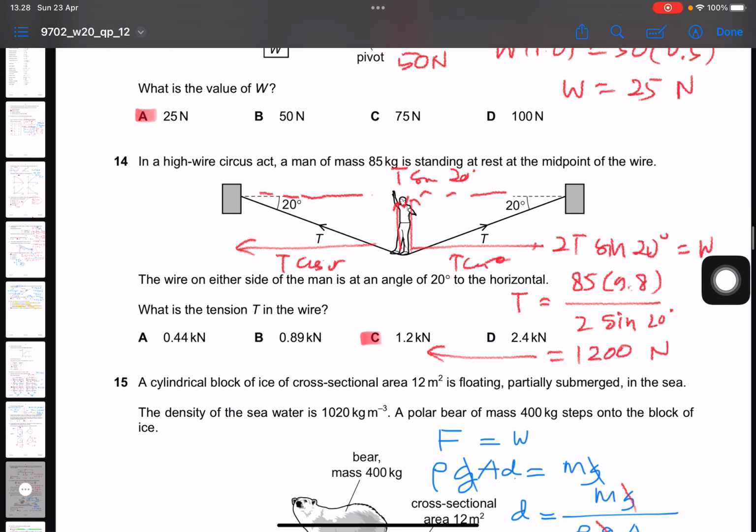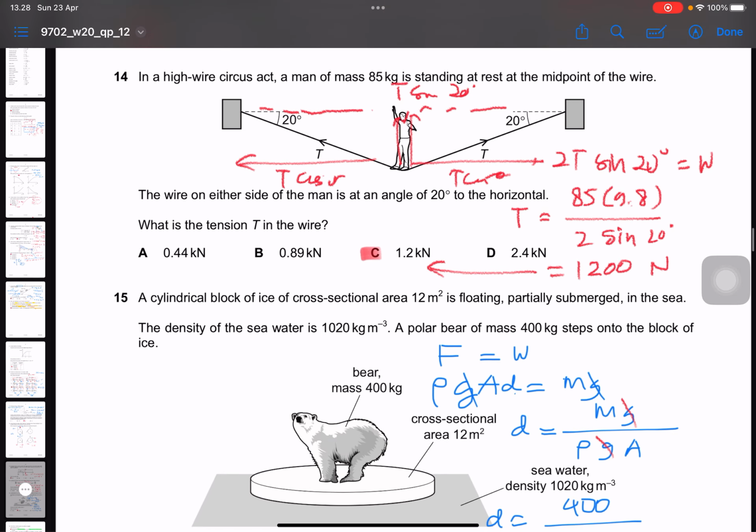Then what is question 14? In a high wire circus act, a man of mass 85 kg is standing at rest at the midpoint of the wire. The wire on either side of the man is at an angle of 20 degrees to the horizontal. What is the tension T in the wire?